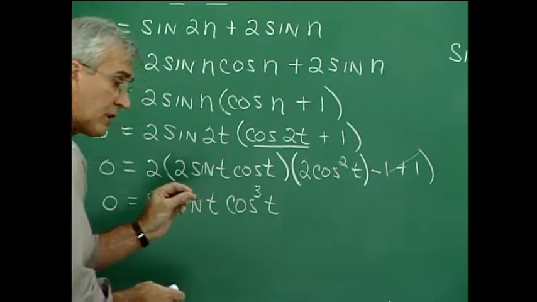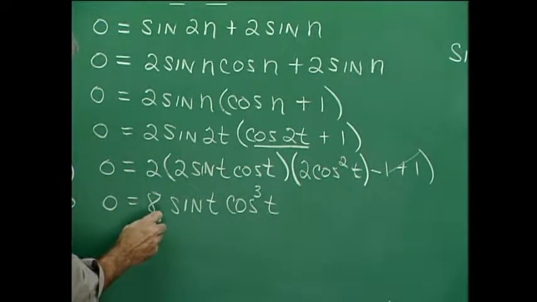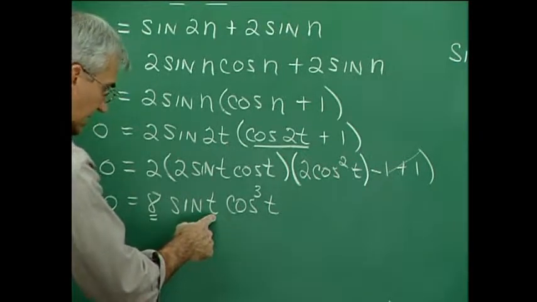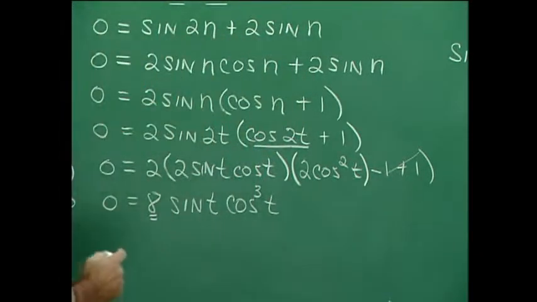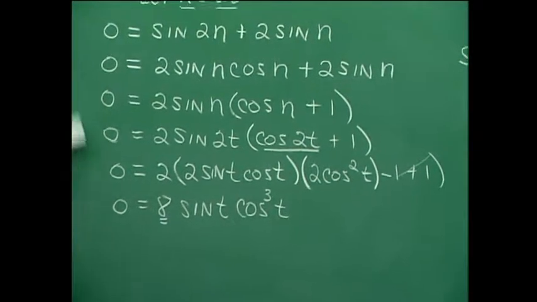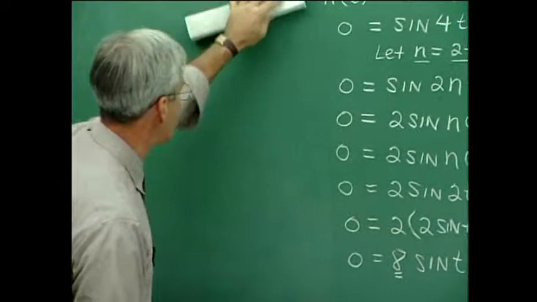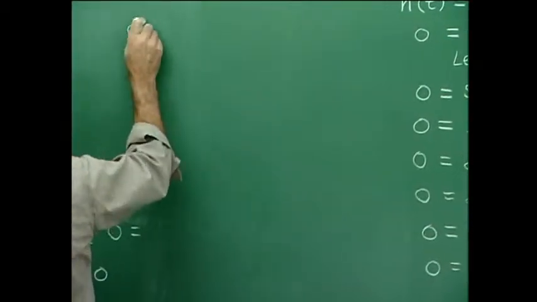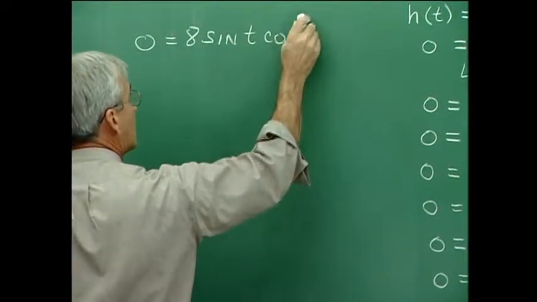Now, the idea is that I want the value of t that will cause each factor to become 0. Is there any value of t that will cause 8 to become 0? No. 8's just dead weight here. We can just kind of throw it out. Now, sine t equals 0. Let me back up over here and make sure we understand what we're trying to do. In this factored form, we are trying to find the values of t that will cause each factor to become 0. And what's down there is 0 equals 8 sine t cosine cubed t.